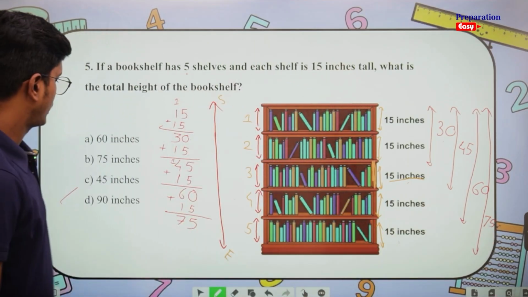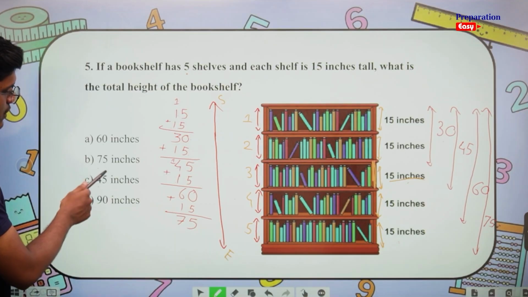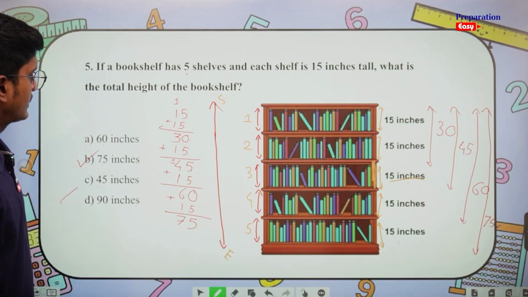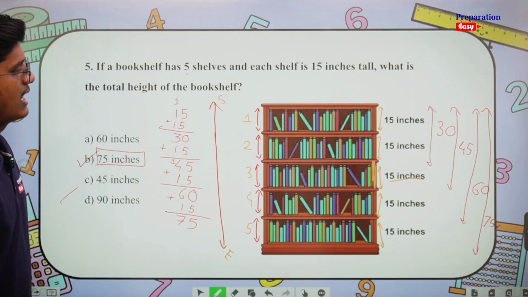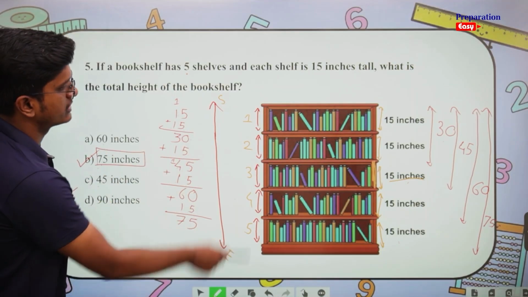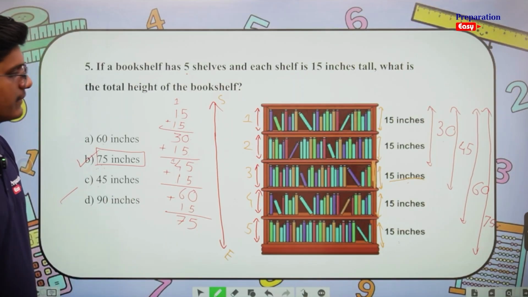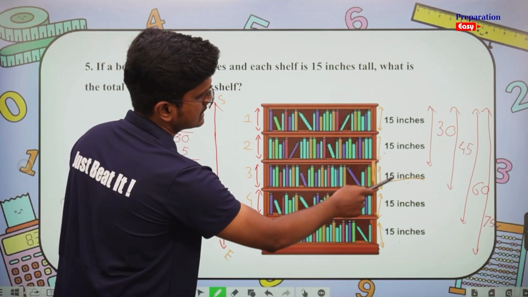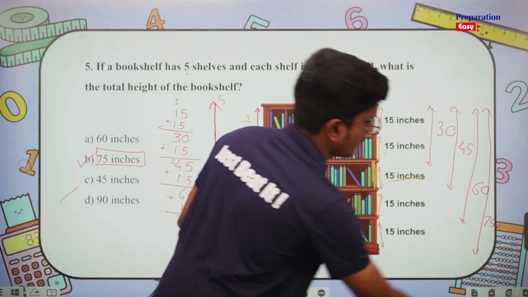75. Okay, do we have an option as 75? We have 60. Oh, we have 75. Okay, we got this length, which is 75 inches. So if somebody asks you, the height of the bookshelf will be 75 inches. Like how we calculated it? We add the things, whatever the heights are, we add them together, right? This is the case.